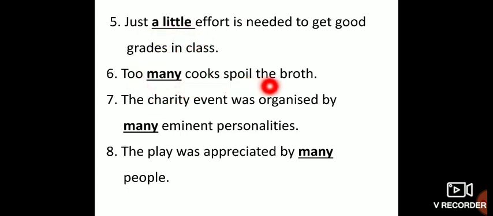Too many cooks spoil the broth. You can count cooks, whether it's 5, 6, 10, 20. So cooks is a countable noun. So we use many. So too many cooks spoil the broth. Now seventh is, the charity event was organized by many eminent personalities. You can count these eminent personalities. It's a countable noun, so it is many. The play was appreciated by many people. You can count people, so it is many people. So I hope it's clear to you. So take care.